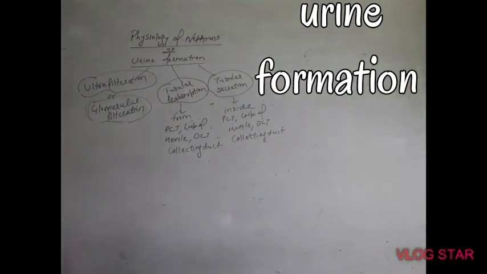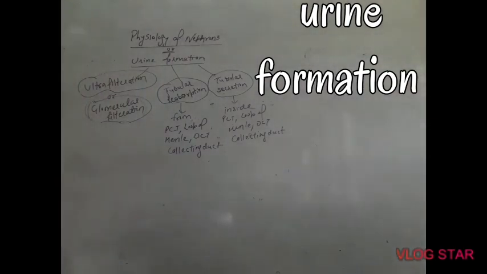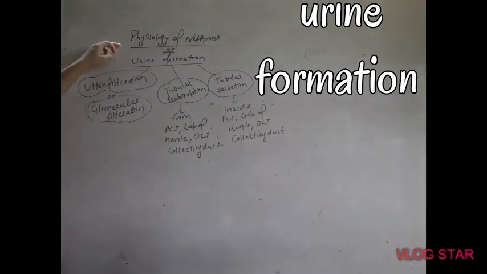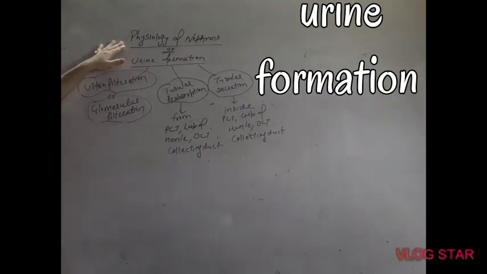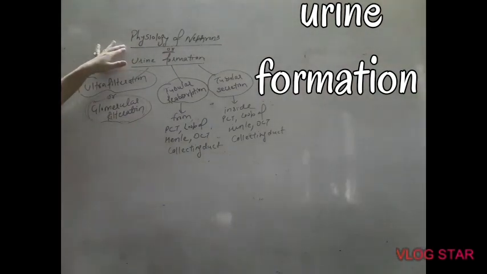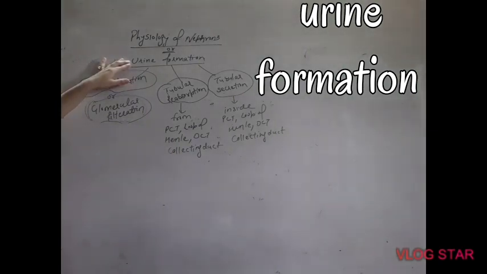Good morning all. Today's topic is physiology of nephron. It is also known as process of urine formation. In physiology of nephrons, we will study the working of the nephrons, and the main work of the nephron is to produce urine. So that is why physiology of nephron includes process of urine formation.